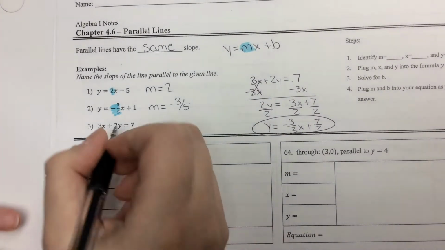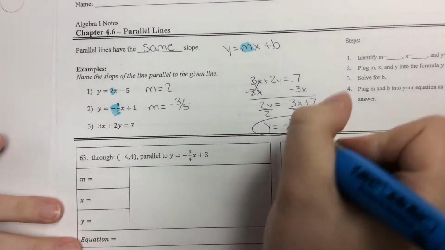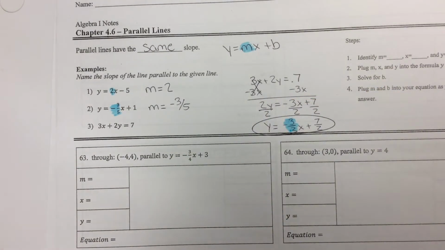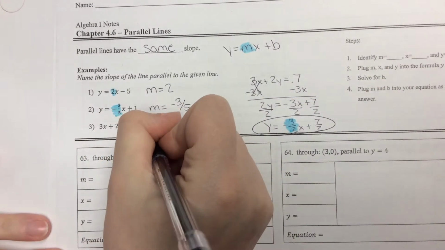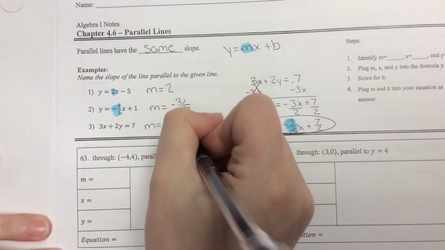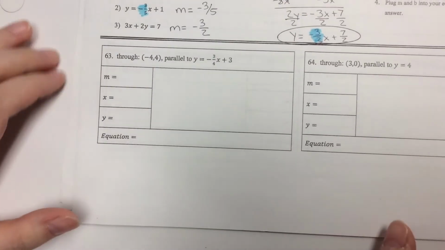Okay? So if this new equation is right here, circled, what's the slope? Negative 3/2. So the slope of our parallel line would also have to be negative 3/2. All right, hopefully this is starting to make sense. So let's go down here and start some problems.